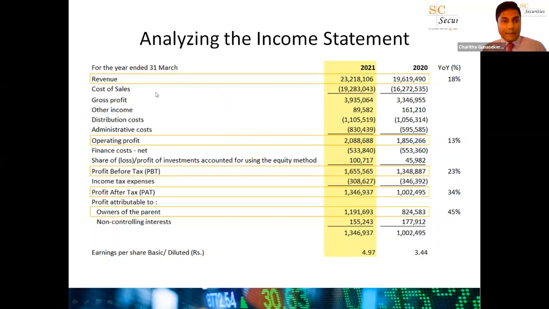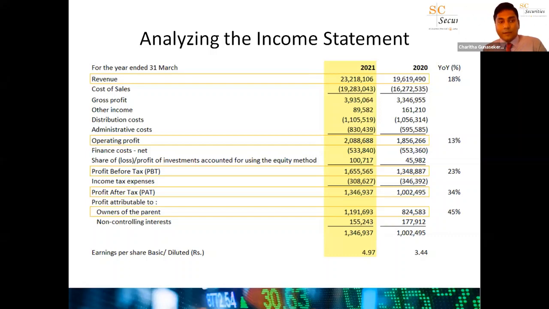So to generate this top line, or to generate this revenue, a business would incur a cost. You call this the cost of sales, the cost of what you sold, not the entire cost of the company, the cost of what you sold. If I take the previous example, if this is a garment manufacturer, revenue is the income you generated by selling the garments. Cost of sales is the cost that you have incurred to manufacture the garment. The difference between revenue and cost of sales is known as the gross profit.